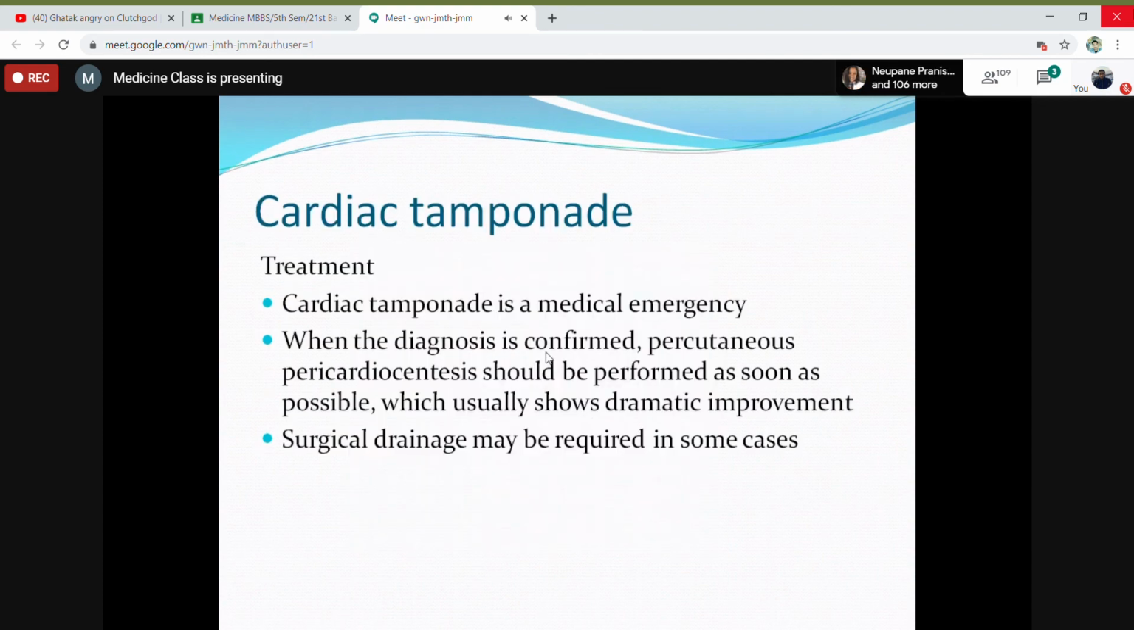And for the treatment, cardiac tamponade is a medical emergency when the diagnosis is confirmed. Percutaneous pericardiocentesis should be performed as soon as possible, which usually shows dramatic improvement, and surgical drainage may be required in some of the cases.